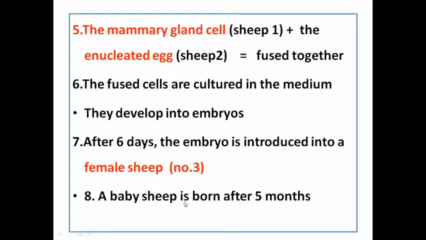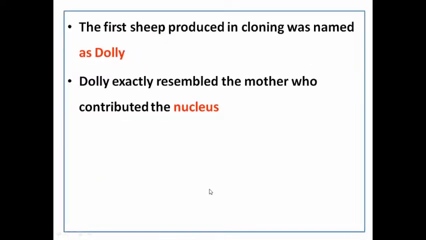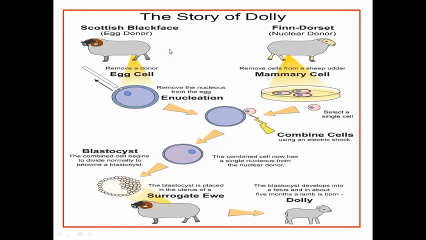Now a baby sheep is born after 5 months. This is the method they followed in the cloning of Dolly. The first sheep produced by cloning was named Dolly. Dolly exactly resembles the mother who donated the nucleus. It is an identical copy of that mother. This is the story of Dolly.